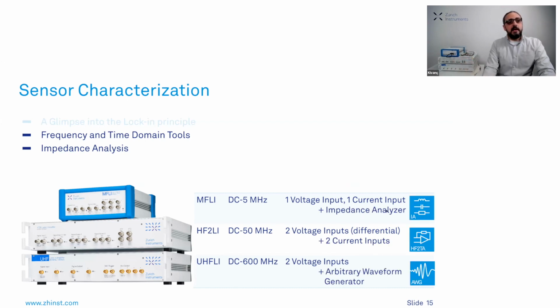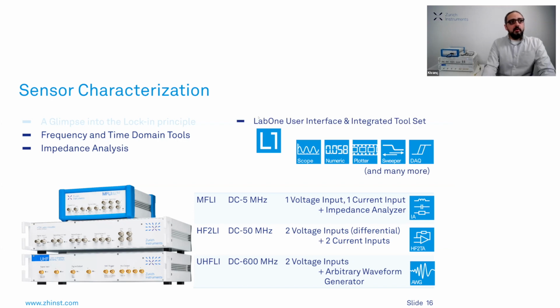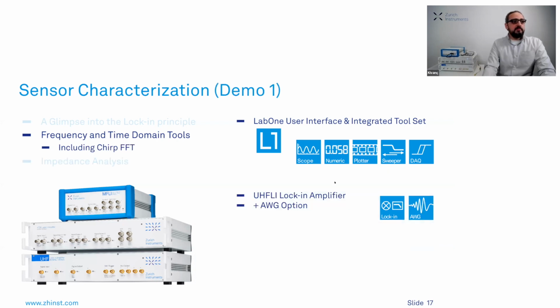For instance, MFLI can be configured as an impedance analyzer. HF2LI can measure two current inputs at the same time. And UHFLI can be configured as an arbitrary waveform generator. On top of that, all the instruments are controlled by the LabOne user interface that provides many tools. I will show you these tools today during a live demonstration. Now we can jump into the demo, but I will look at the frequency and time domain tools only.